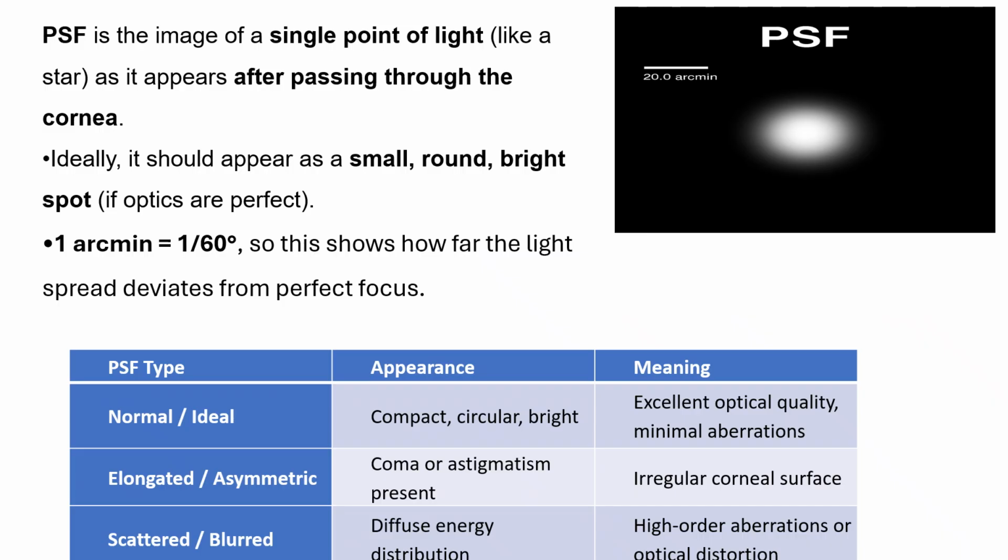Then the next is PSF. The full form of PSF is point spread function, and it is the image of a single point of light as it appears after passing through the cornea. It should appear as a small round bright spot. Normal or ideal is compact, circular, and bright. If it is elongated or asymmetric, that represents coma or astigmatism, and if it is scattered or blurred, it denotes higher order aberrations. One arc minute is 1/60 of a degree, and 20 arc minutes is normal. If it is more than 20 arc minutes, it represents some irregular corneal surface or higher order aberrations.